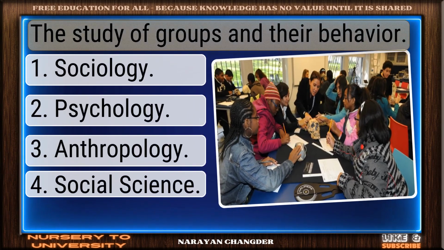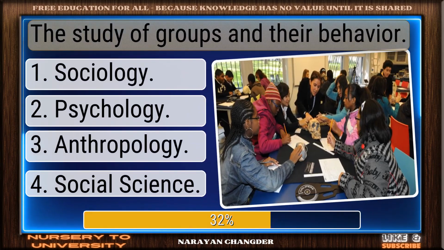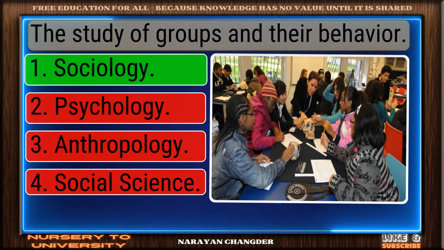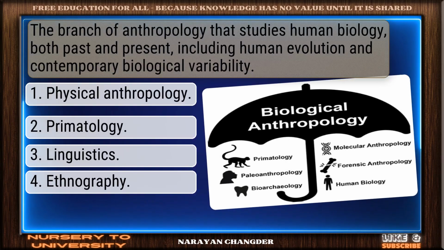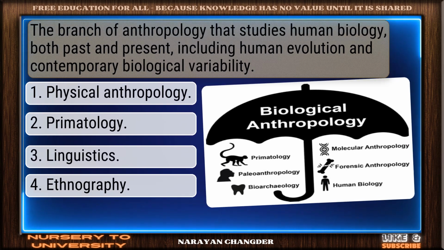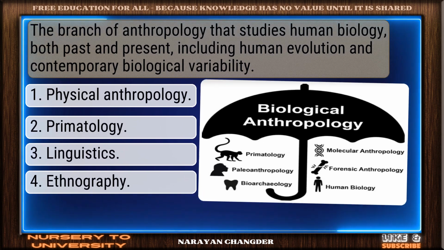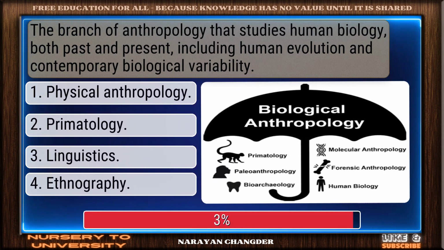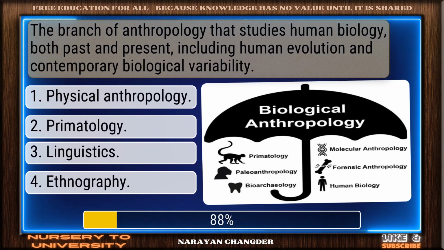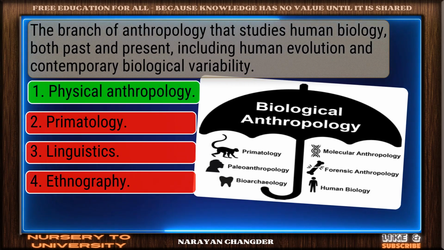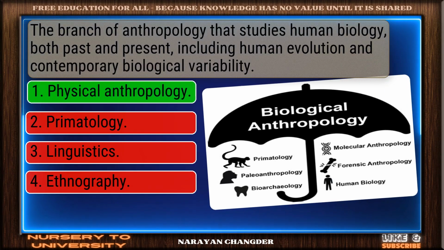The study of groups and their behavior. Sharp thinking. Sociology is the right choice. The branch of anthropology that studies human biology, both past and present, including human evolution and contemporary biological variability. Excellent choice. Physical anthropology is the right answer.